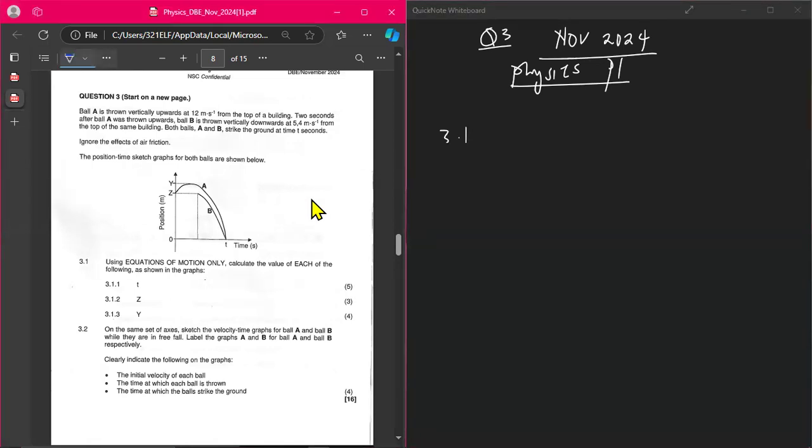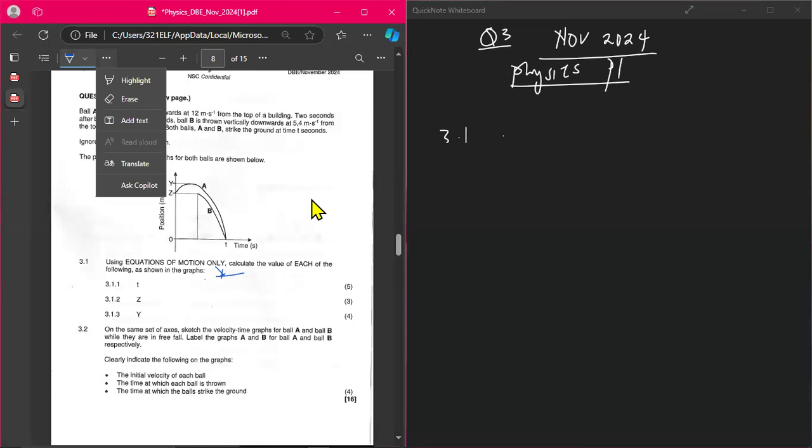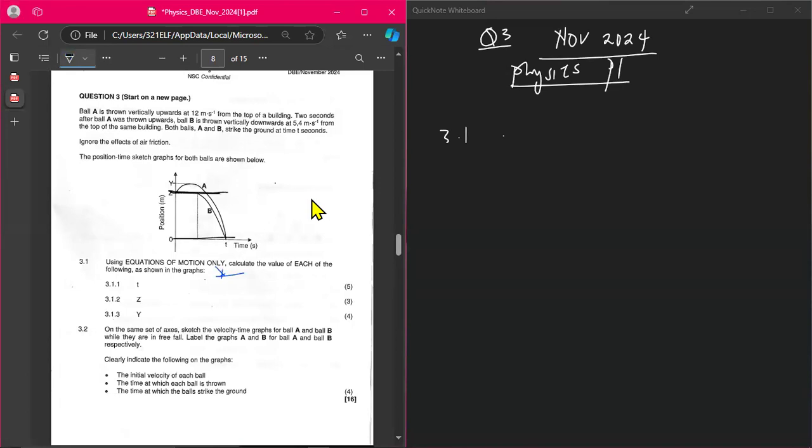the value of each of the following on the graph. So we're going to try and use our equations of motion. We want to calculate t. One thing you must understand is that for us to calculate t, these were thrown off at the same height above the ground. So that is our delta y right there.